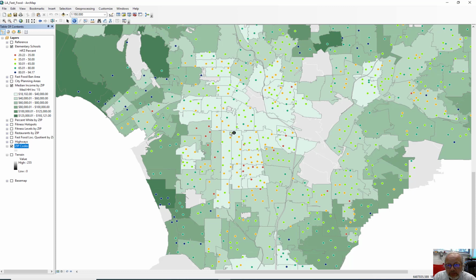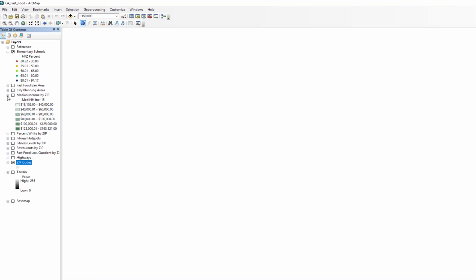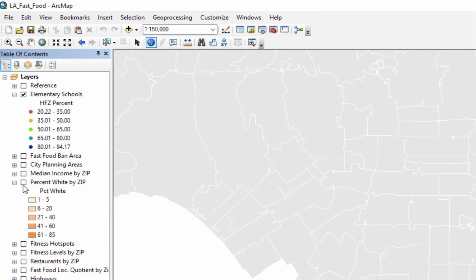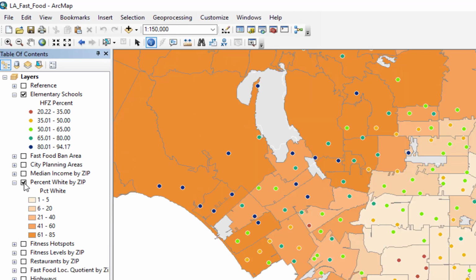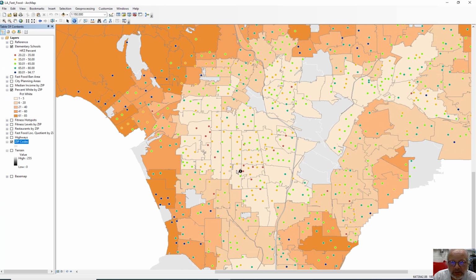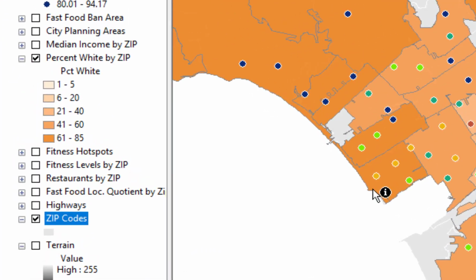So in general, the poorer neighborhoods have less fitness. You can turn that one off and turn on the percent white map. You see that these areas in the lightest color have very low rates of white people, and these are white people who don't speak Spanish, so it's non-Hispanic whites. But then out here on the west side, much higher rates, over 60% whites.